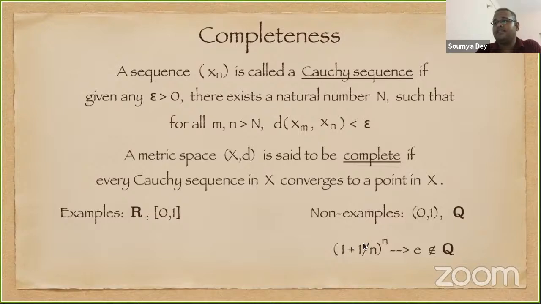Same for Q, right? This example, I guess someone already gave. You consider the sequence (1 plus 1 by n) to the n. This converges to e, but again, this is not in Q. And you can check that this is actually a Cauchy sequence of rationals. Okay, so this is completeness. Again, we have used convergence of sequences to define it.